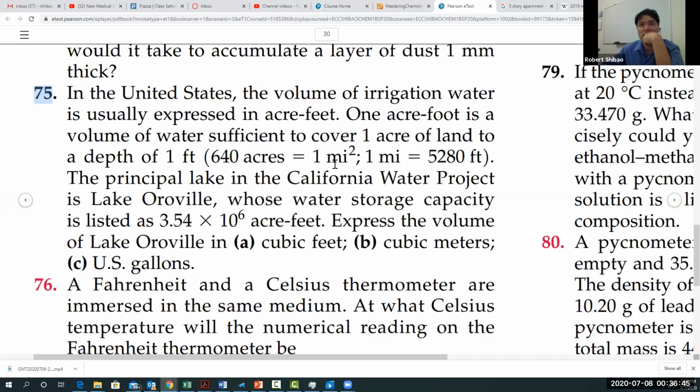640 acres is defined as 1 square mile. 1 mile is 5,280 feet. The principal lake in the California Water Project is Lake Oroville, whose water storage capacity is listed as 3.54 times 10 to the 6 acre feet. So 3.54 million acre feet. Express the volume of Lake Oroville in cubic feet, cubic meters and US gallons.